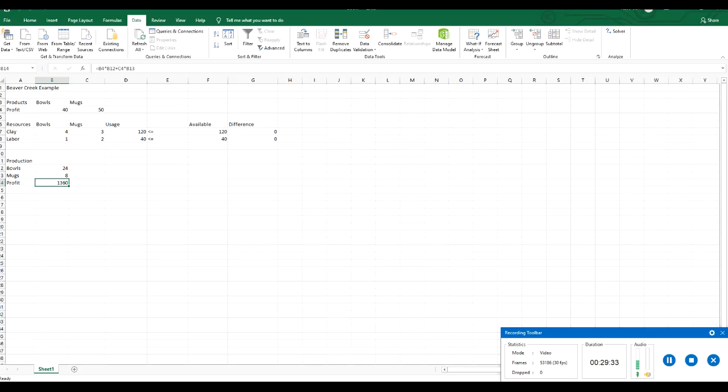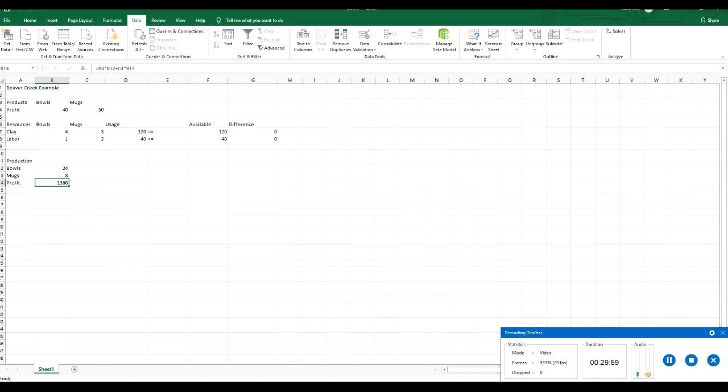What we solved manually before, using graphing techniques and algebraic principles, the computer has done the same. It's also found the exact same answer. We should manufacture 24 bowls and 8 mugs, which will give us a profit of $1,360.